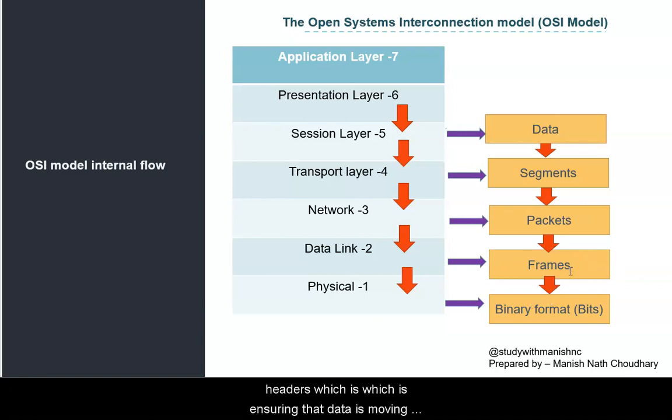The frames have some headers, which ensure that data moves from the network to the data link layer error free. After that, in the physical layer, it is converted into binary format, because after that we will use the optical fiber line to transfer the data from one location to another. So 0 1 format is the only way we can transfer data from client to server.